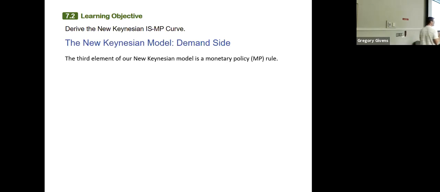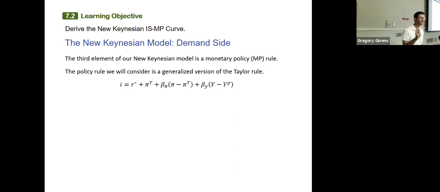Now, instead of assuming, in your intermediate macro class, when you talked about the IS-MP model, or even the IS-LM model, you might have just assumed that the interest rate was set completely by a central bank and it was fixed, okay? We're going to expand on that here and assume that the interest rate actually follows a specific policy rule, a generalized version of the Taylor rule that we saw earlier, okay? This is what that interest rate rule looks like.